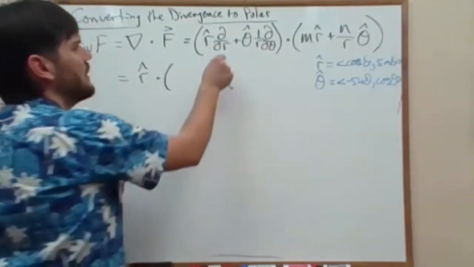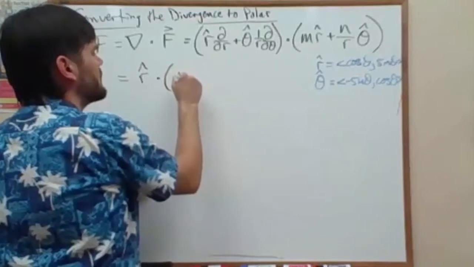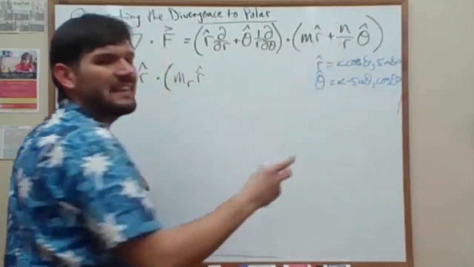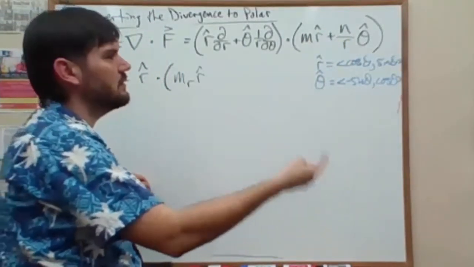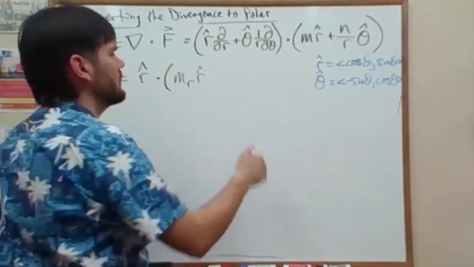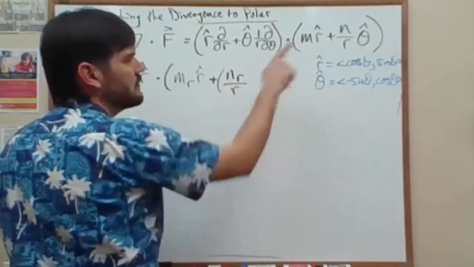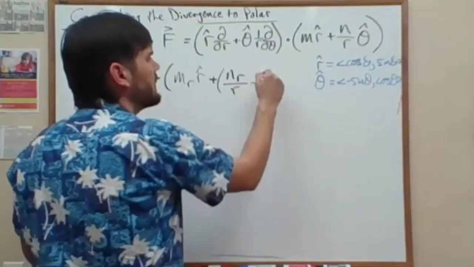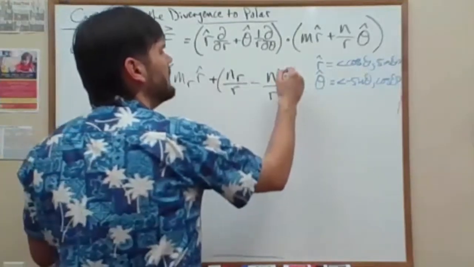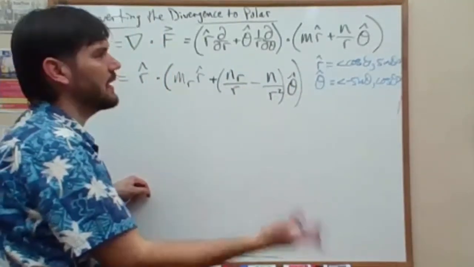So when we take the partial derivative in terms of r, m, a function of r and theta, goes to m sub r. R hat is like a constant direction we multiply by. Then we have n over r, and n is a placeholder for some theta partial derivative of my surface function, but it can be a function of r and theta. So we get a product rule: n sub r divided by r, taking the derivative of the n first, and then subtracting n over r squared. Now you could use a quotient rule, but this is just fun. Times theta hat, because theta hat, again, is constant with respect to r.